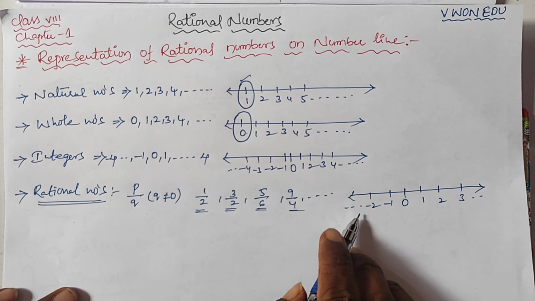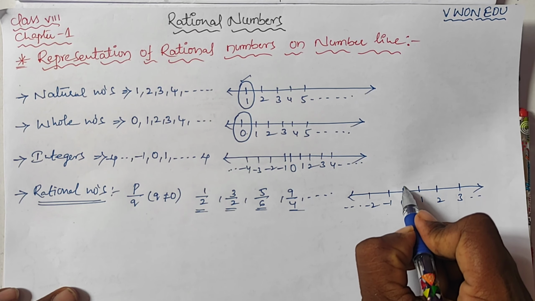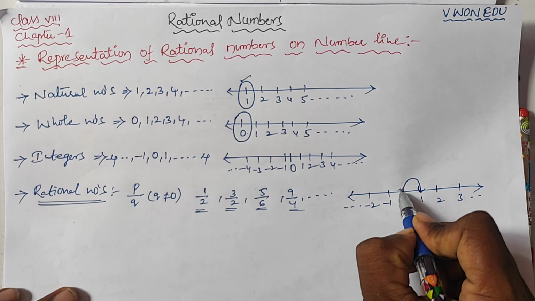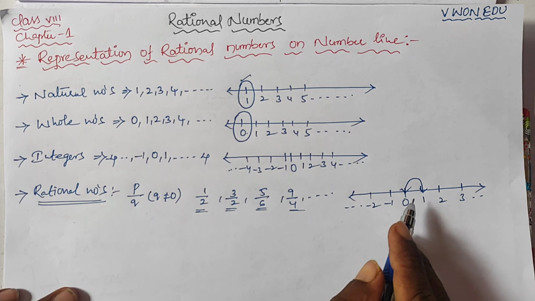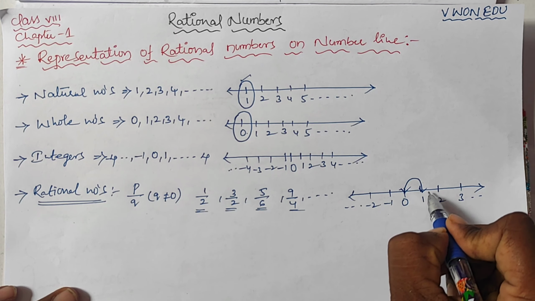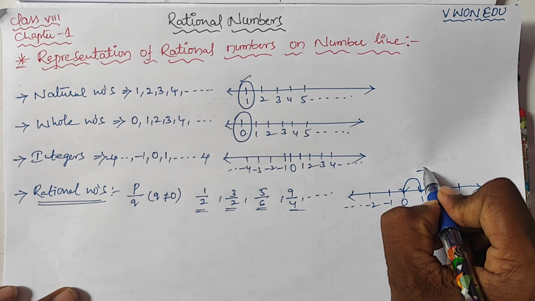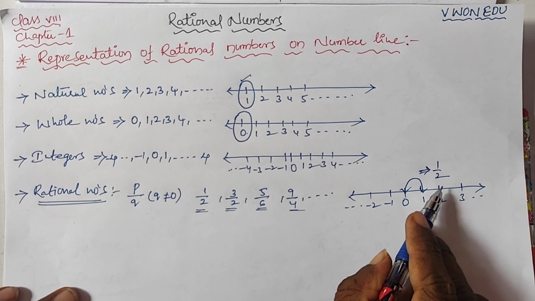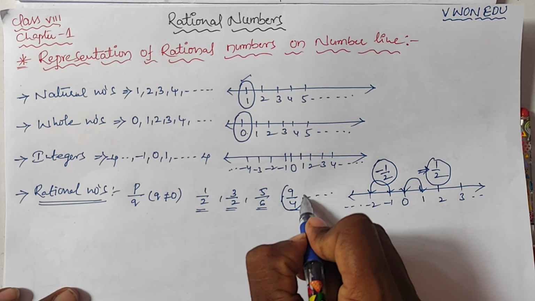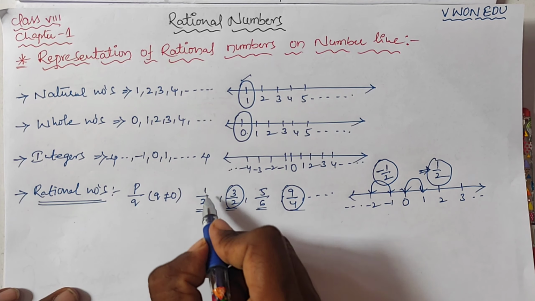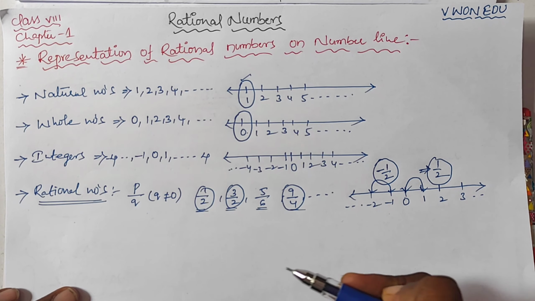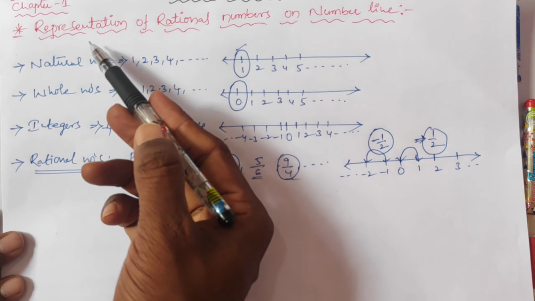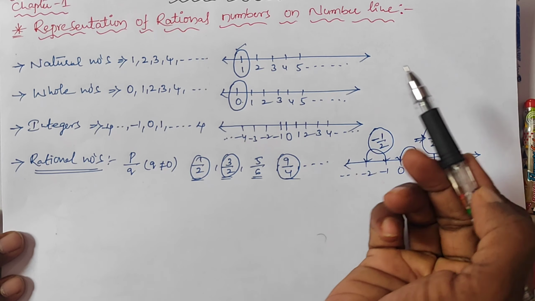Now observe here, in between 0 and 1 we can insert any rational number. Is it possible? Yes sir, because in between 0 and 1 we can represent a number such as 1 by 2. So how will you represent 9 by 4 or 3 by 2 or 1 by 2 on the number line? Now we'll observe the representation of rational numbers on the number line.